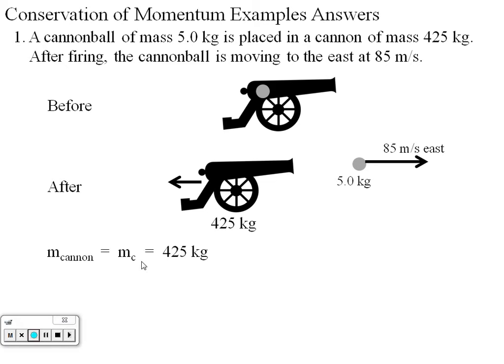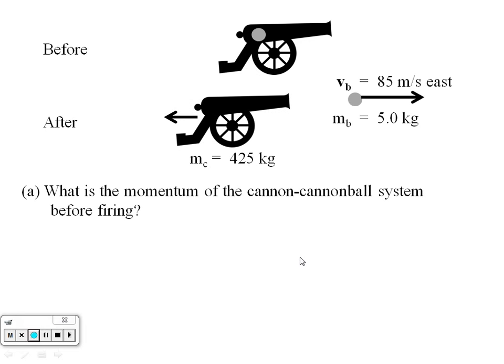First of all, we're given the mass of the cannon. We're given the mass of the ball, and we know the velocity of the ball. I'm going to designate east as the positive direction. First thing to find: what is the momentum of the cannonball system before firing?